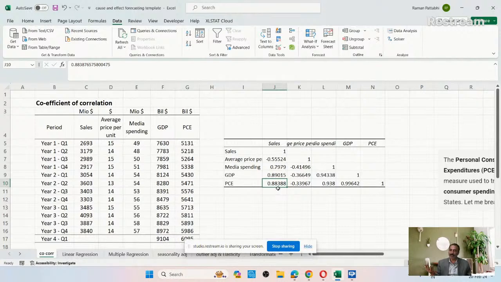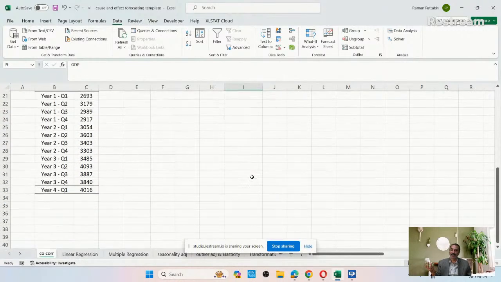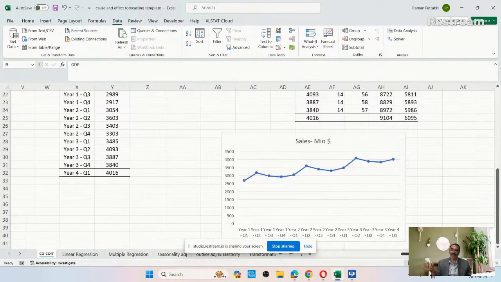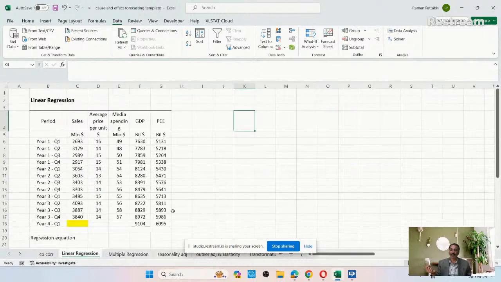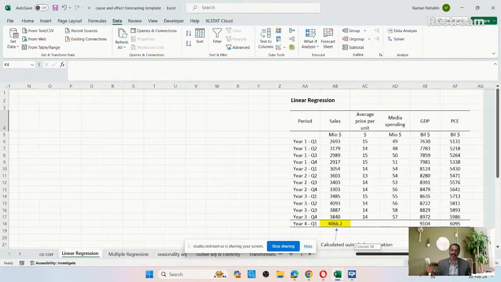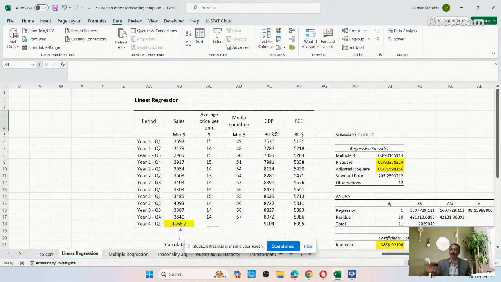So when we do cause and effect analysis forecasting, we use this coefficient of correlation, and then in a single regression we use the independent parameter which has the highest correlation. In this case, GDP has the highest correlation. Of course, you can also plot the graph and see the movement in the time series. Normally, we would have observed the pattern in terms of trend and seasonality, but in cause and effect we do not use it. Okay, when it comes to single linear regression, of course, we are going to use only one.